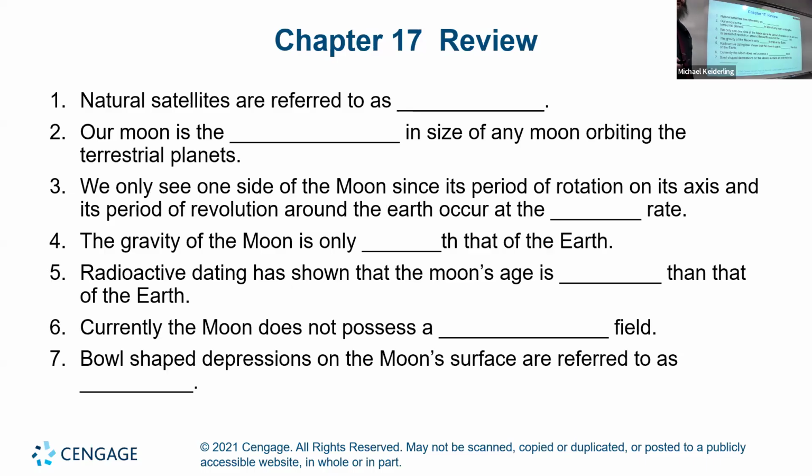Natural satellites are referred to as moons. Our moon is the largest in size of any moon orbiting the terrestrial planets. We only see one side of the moon since its period of rotation on its axis and its period of revolution around the Earth occur at the same rate. I'm about to say approximately the same rate, but they're actually exactly the same rate. The gravity of the moon is only 1/6 of that of Earth. Radioactive dating has shown that the moon's age is less than that of the Earth. Currently, the moon does not possess a magnetic field.